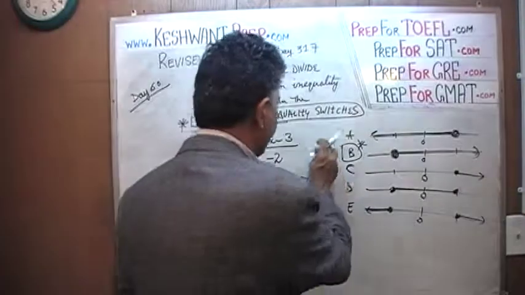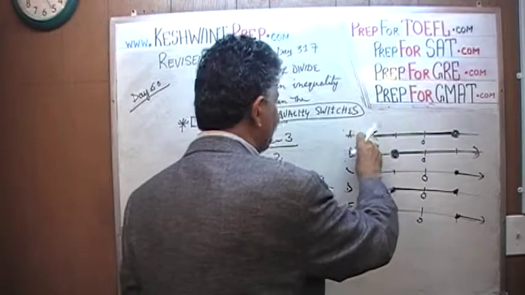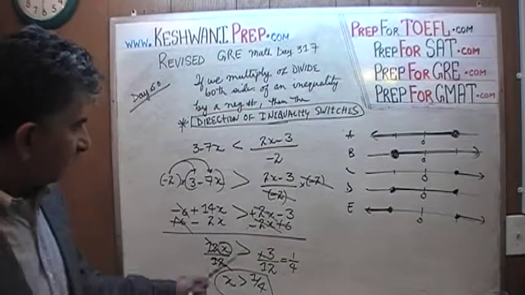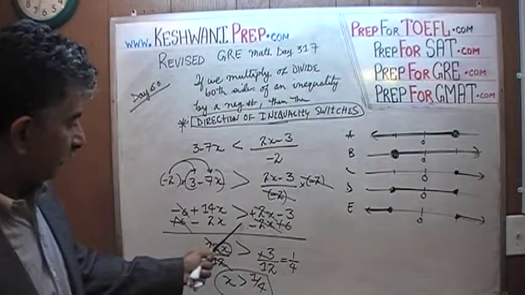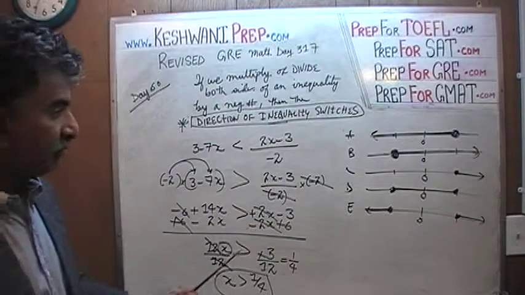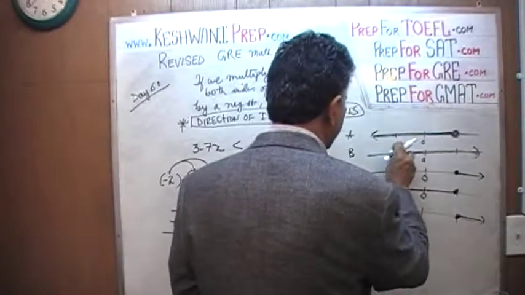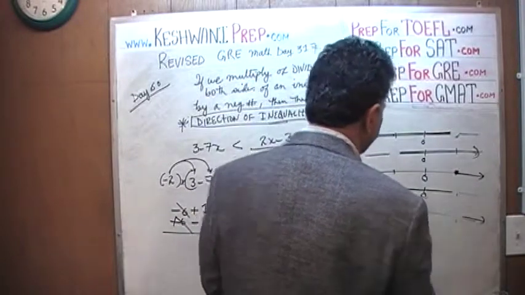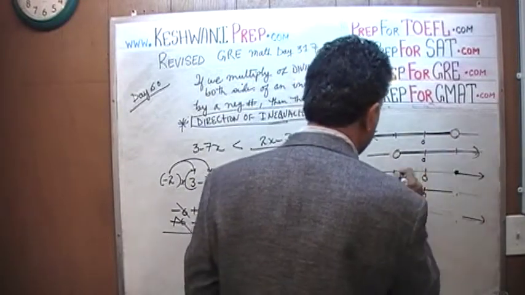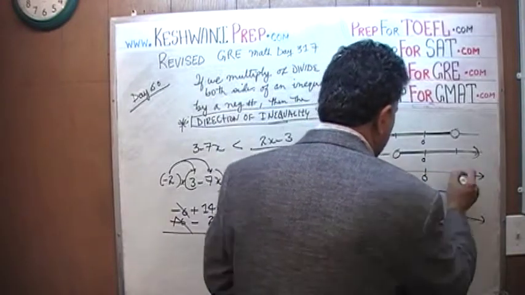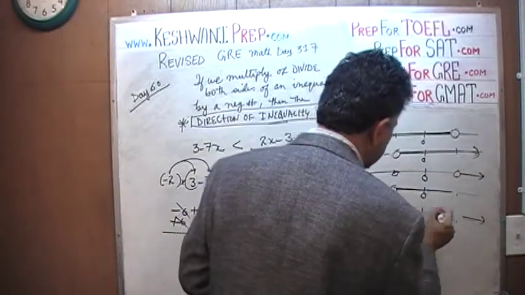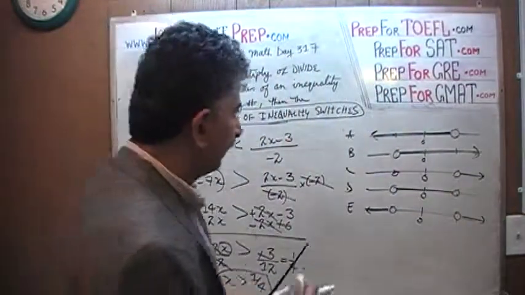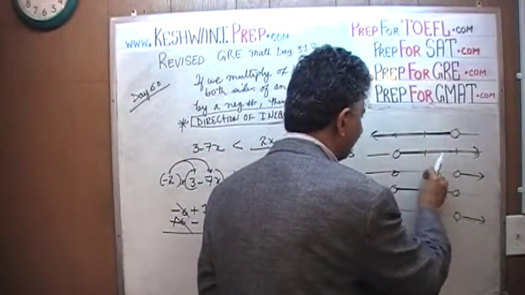Which of these 5 answer choices? First thing we have to understand is that this says greater than, greater than. There is no equal sign in it, which means all of these circles have to be open circles. They cannot be closed circles. Don't confuse my open circles with zeros. These are the zeros.